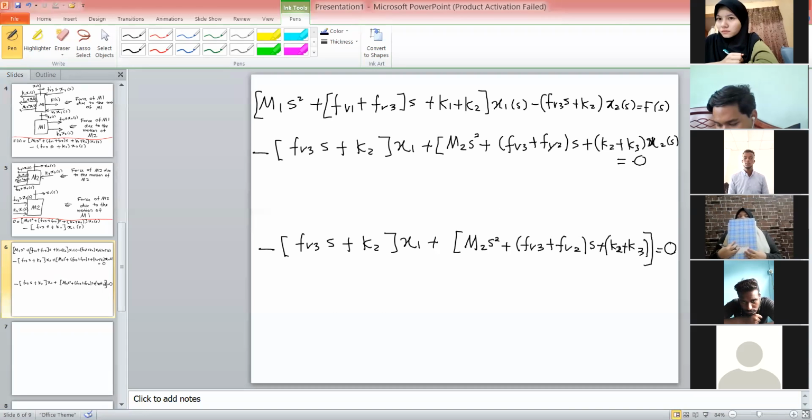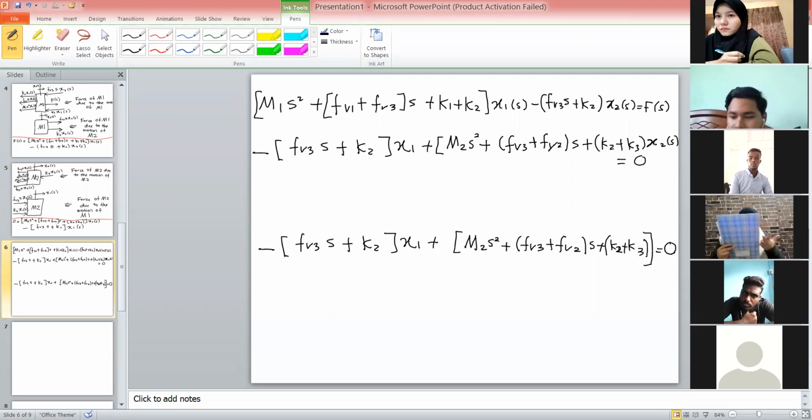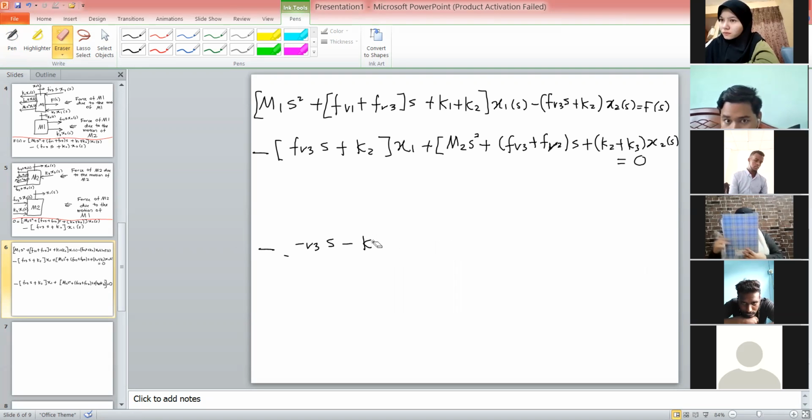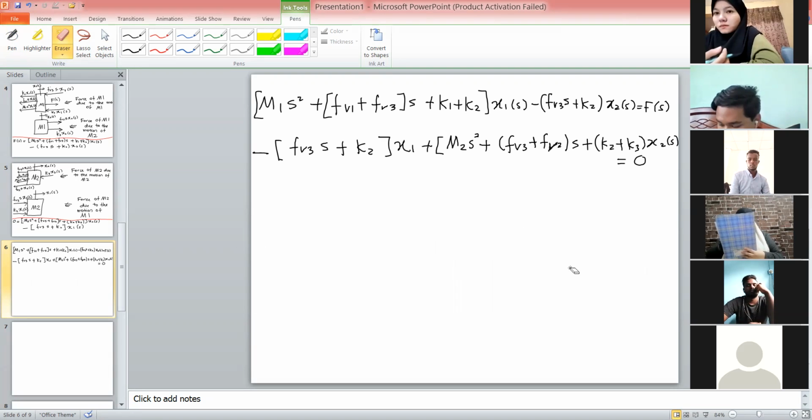This one equals 0, okay? Not enough space, because we missed the s here. This one is X2s. Okay, we have two equations here. We need to solve these equations. How to solve these equations, okay?